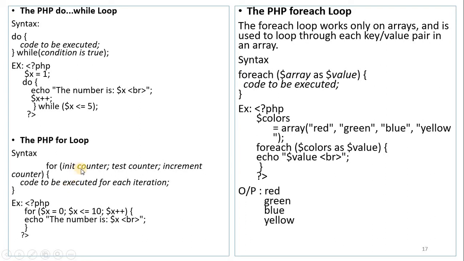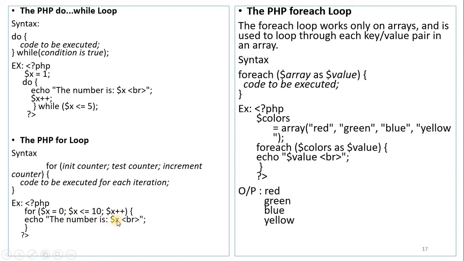So here initially this is a counter variable, this is a condition of the counter variable, condition for executing that particular block, and then incrementing or decrementing the counter variable. Now see here, for $x is equal to 0, x is less than or equal to 10, x plus plus. So initially x is equal to 0, so 0 is less than or equal to 10, it satisfies the condition, so it will print the number is 0.